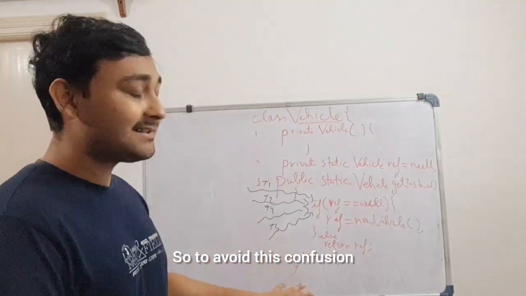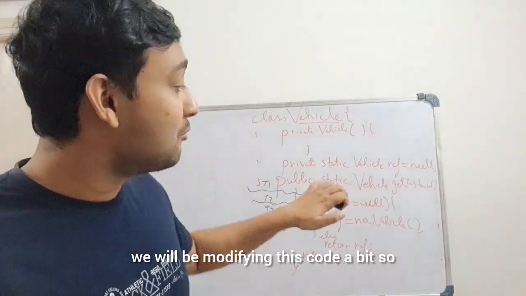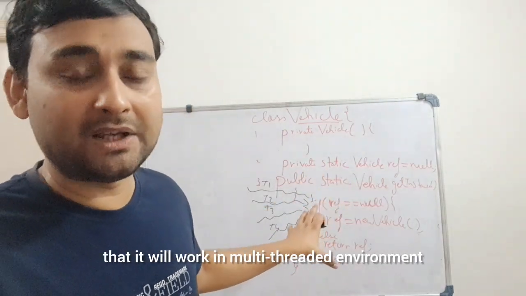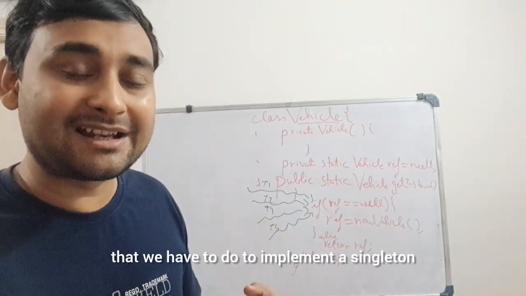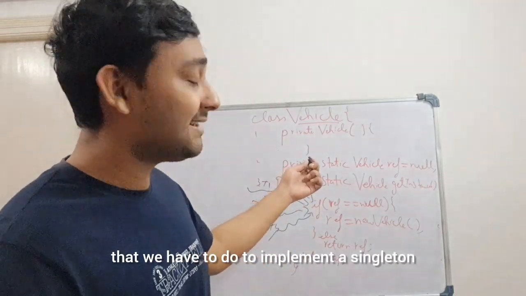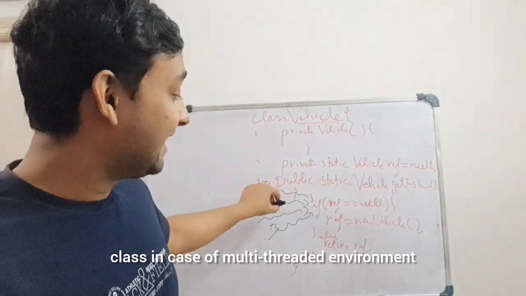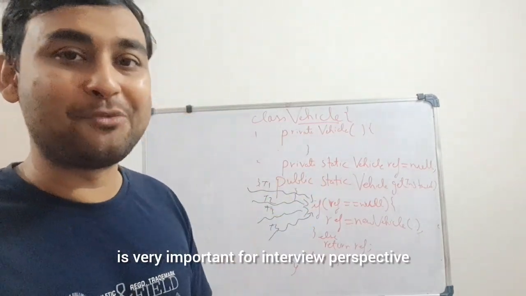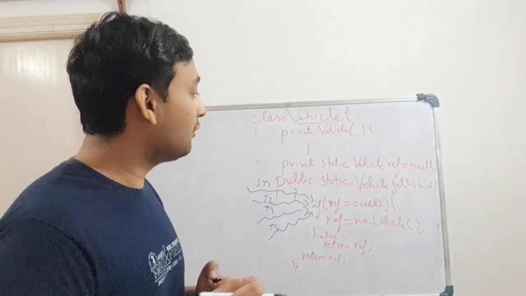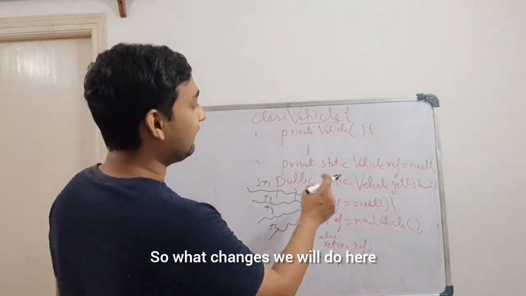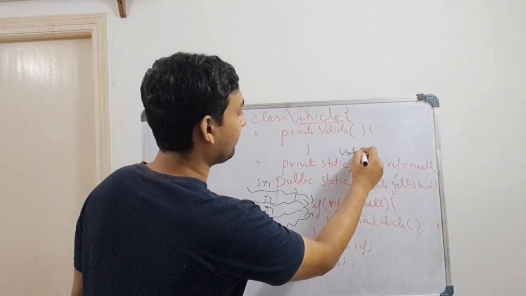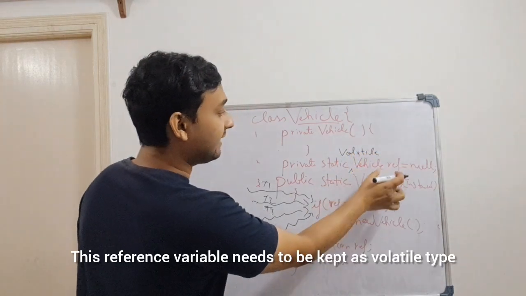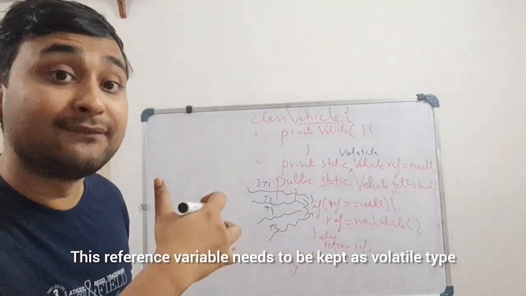So to avoid this confusion, we will modify this code a bit so that it will work in a multi-threaded environment. What changes we have to make to implement a singleton class in a multi-threaded environment is very important from an interview perspective. So what changes will we make here? First of all, we will make it volatile. This reference variable needs to be kept as volatile type.